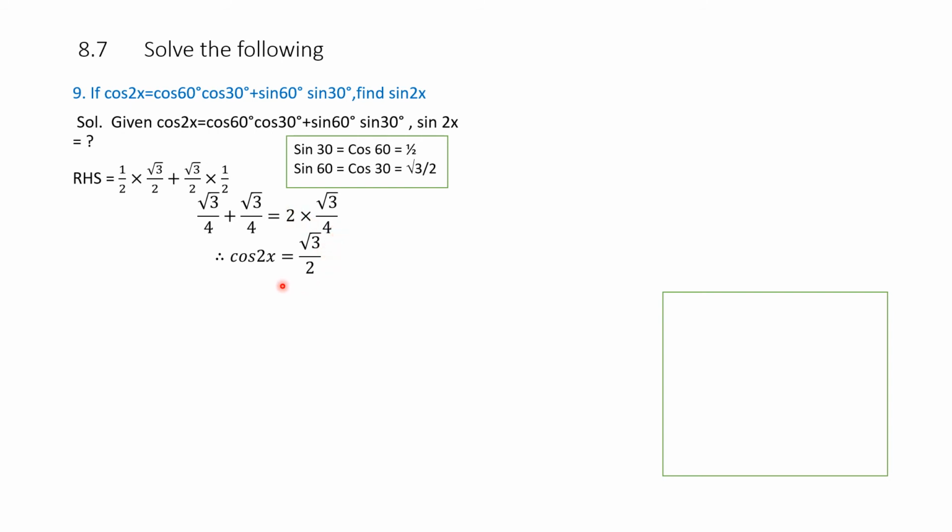Now, we have to find sin 2x. Therefore, 2x is equal to, by trigonometric ratio, we know root 3 by 2 is 30 degrees. Therefore, 2x is equal to 30 degrees. Therefore, sin 2x is equal to sin 30, that is equal to half. So, we have found the value of sin 2x.